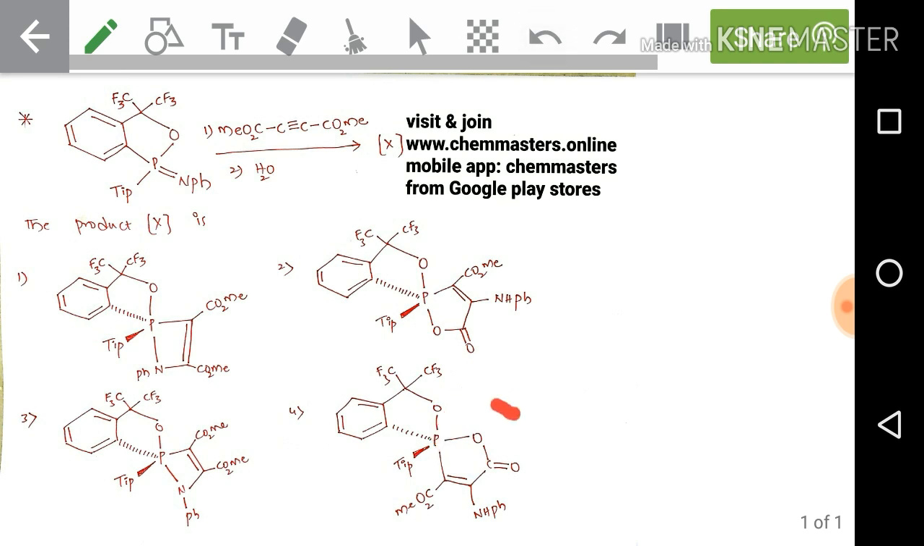That's why this geometry is not a correct fit for it, and the product of option 4 is an unstable one. That means we can expect a minor product as the fourth option. So simply, the second option must be the correct answer, right? So here option 2 is the correct answer for this problem.